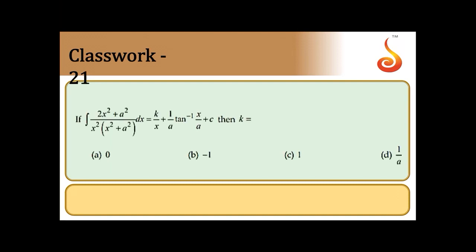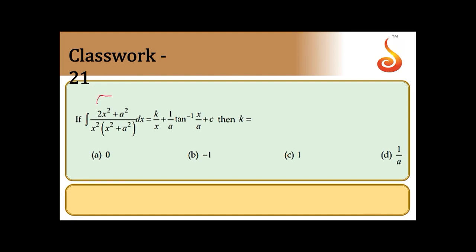Coming to the next one. Integral of 2x square plus a square divided by x square into x square plus a square dx equals k divided by x plus 1 by a tan inverse x by a.